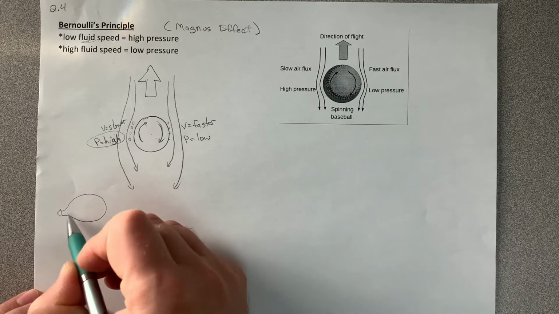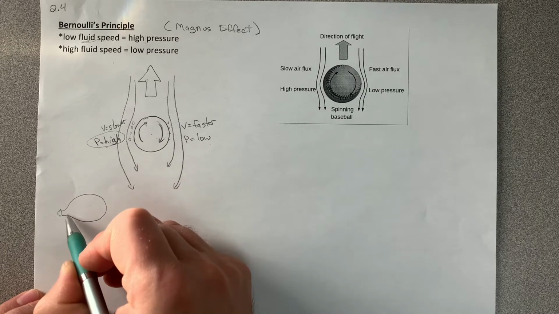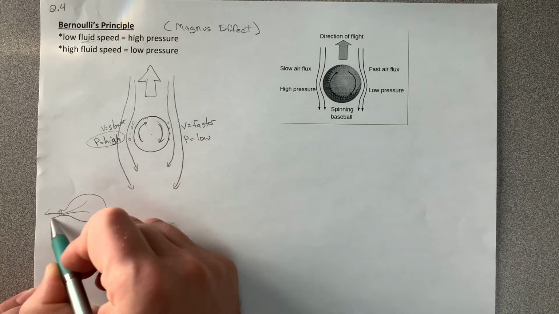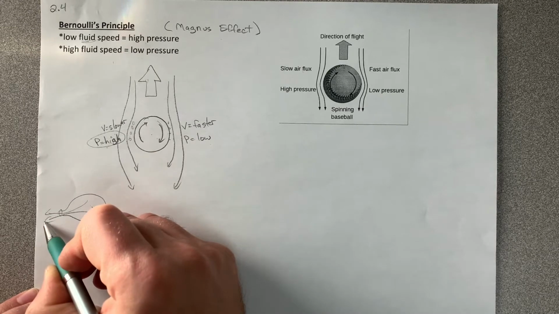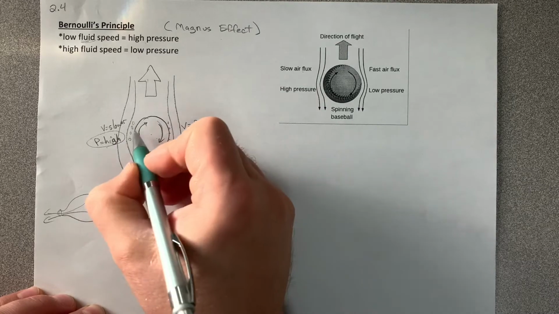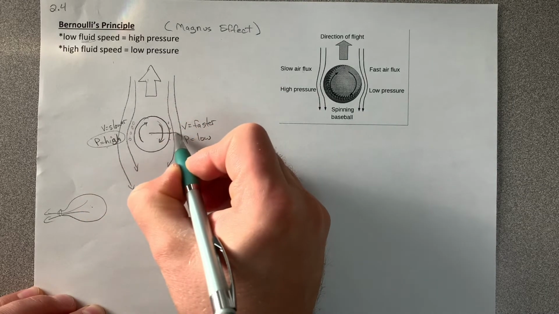Here's this little rubber end here. As long as you hold it, the air stays in there, but it's under high pressure. If you open this opening, this air is all going to rush out because it moves from high pressure to low pressure. Same thing here. The air is going to move from high pressure towards low pressure. That's going to put a force on the ball.